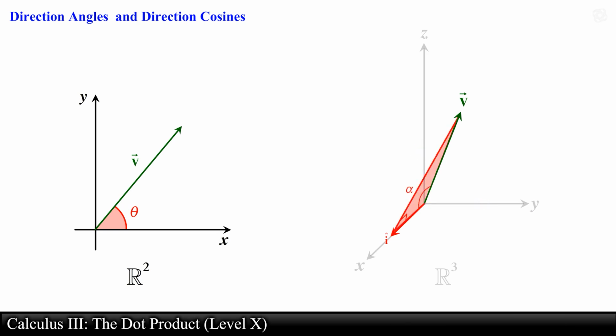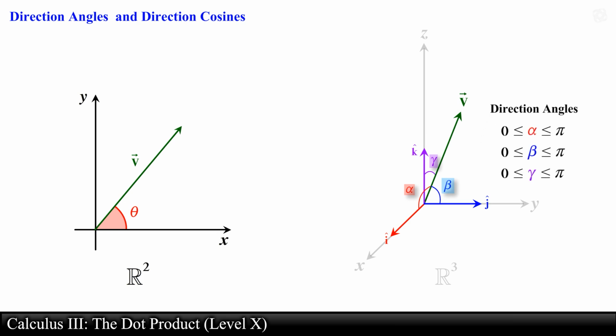The angle alpha is the angle between vector v and the unit vector i hat. The angle beta is the angle between vector v and the unit vector j hat. And the angle gamma is the angle that vector v makes with the unit vector k hat. These three angles are referred to as the direction angles of vector v. Notice that the direction angles will have values between 0 and pi inclusive. This is the same interval we use for the dot product.